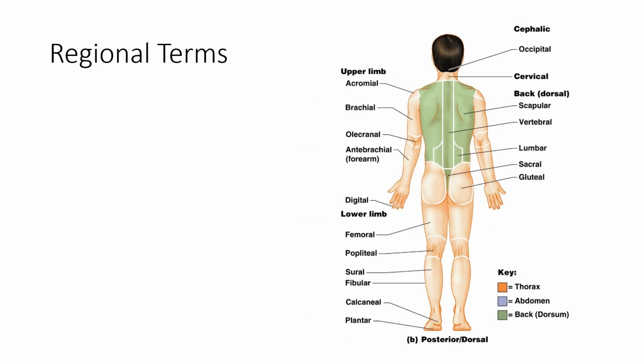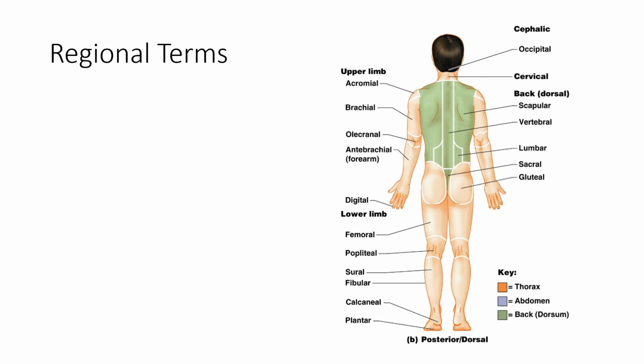This is going to be the back side of the body with all the regional terms from the back side. Again, starting from the cephalic region, the head, we have the occipital region, which is the back of the skull. Cervical is still on the neck, and we can still see acromial as the upper shoulder. I'm going to work my way down the upper limb now. The acromial still goes down to the brachial, which is that upper arm region.